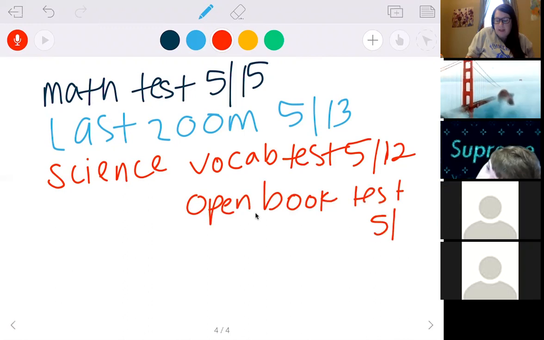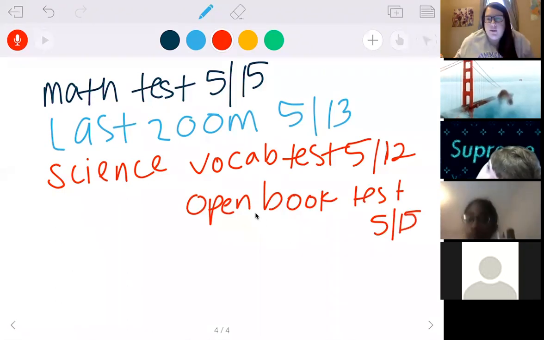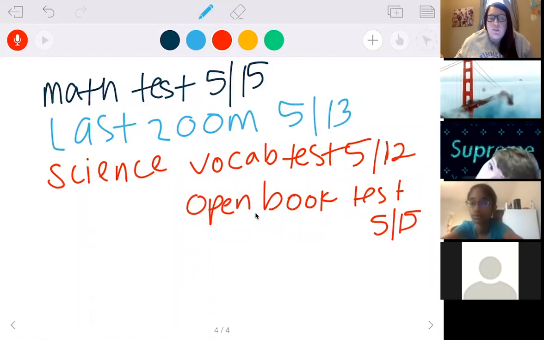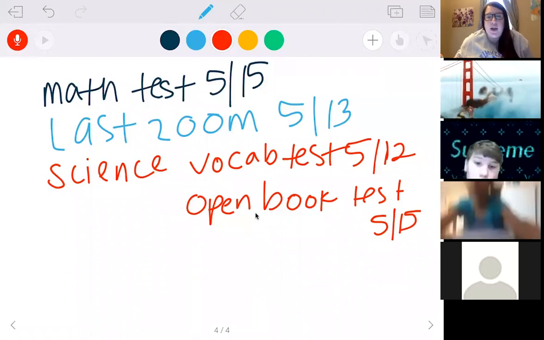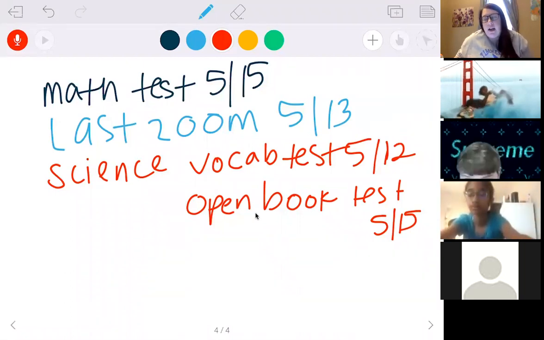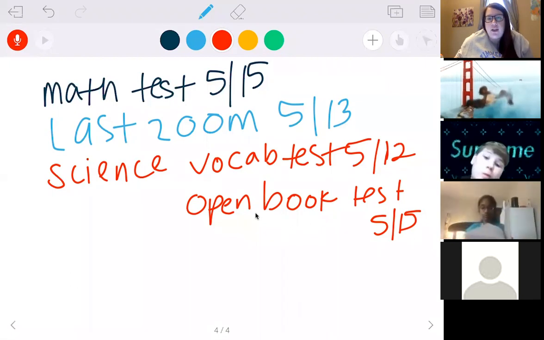Then you're going to have an open book test on the 15th. Now for this, we're not going to have time to really go through the science chapter like we normally would. I'm going to give you an open book test on the 15th just to kind of end it. I'm only going to give you the vocabulary and multiple choice parts of this test, so it's going to be super, super simple. You can use your book, you can use your notes, you can use your homework, you can use anything on that test, okay? So it's honestly not even like a real test. It's really just a worksheet, pretty much.